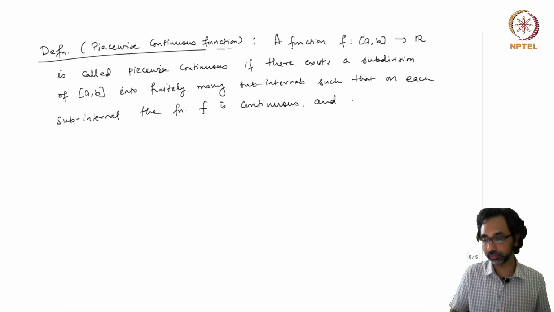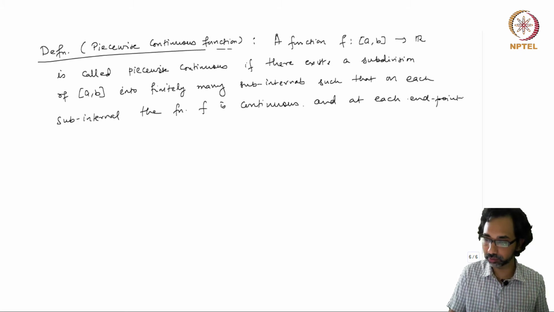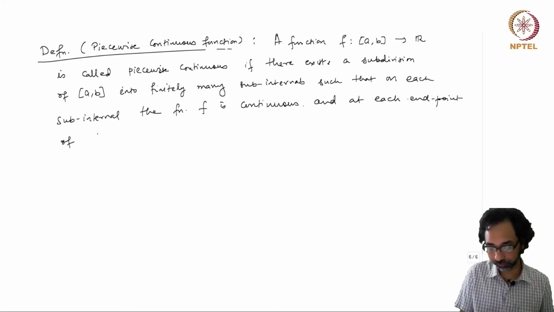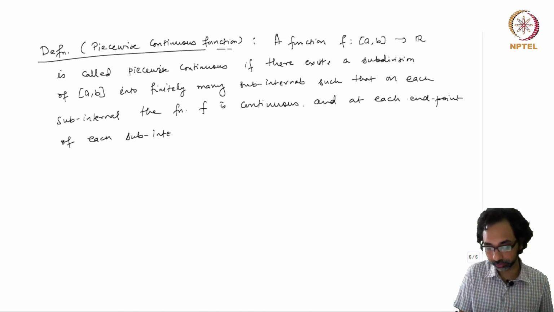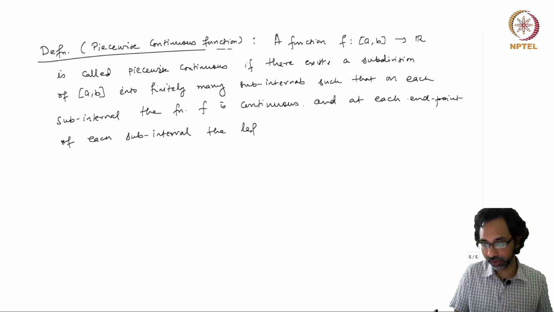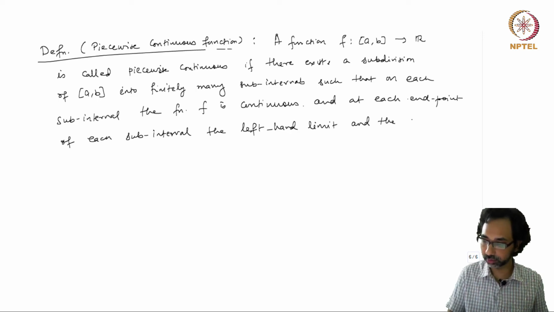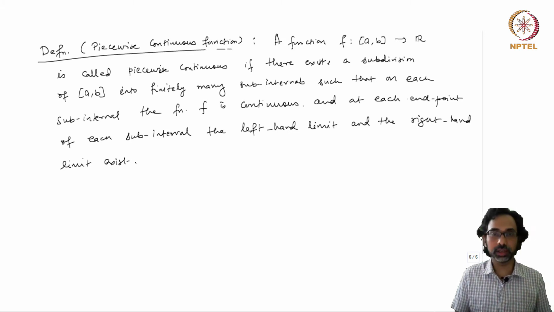and at each endpoint of all subintervals, so at each endpoint of each subinterval, the left hand limit and the right hand limit exist, but they may not be equal.